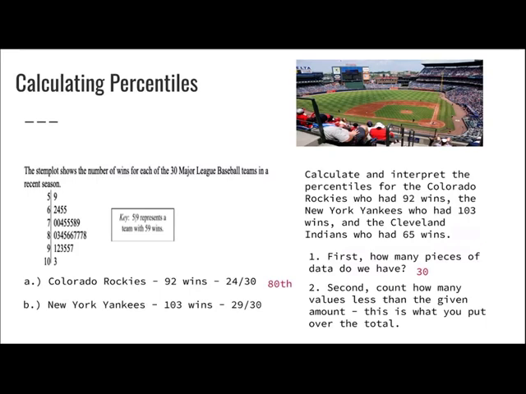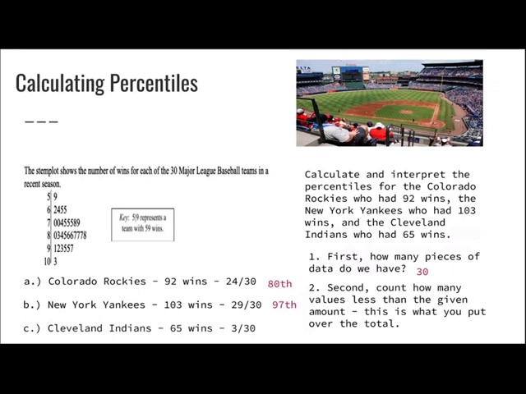The New York Yankees have 103 wins. So we want to count how many values are below 103. That's 29. 29 out of 30 is 0.96666. And we want to make sure we round that up to 97. So it is the 97th percentile.